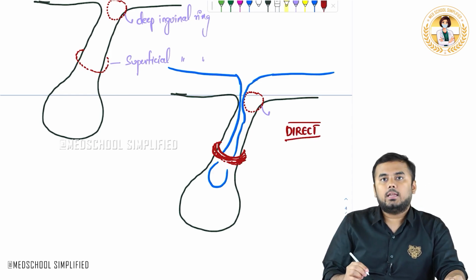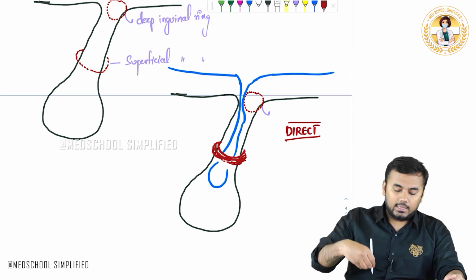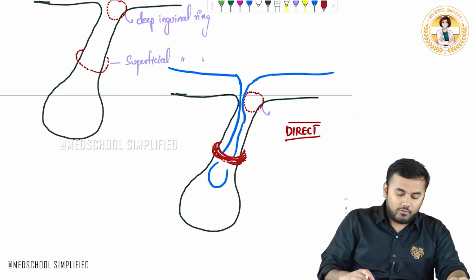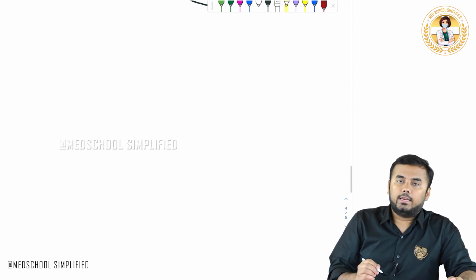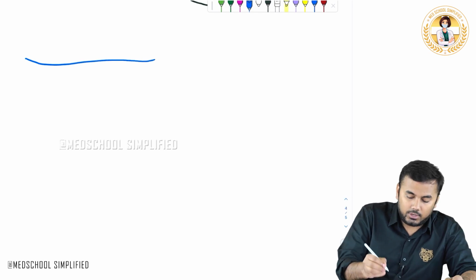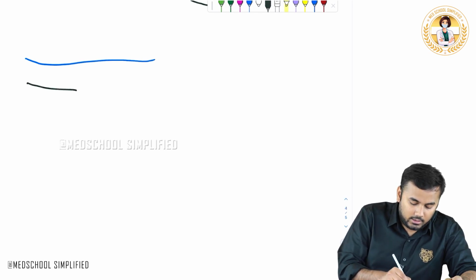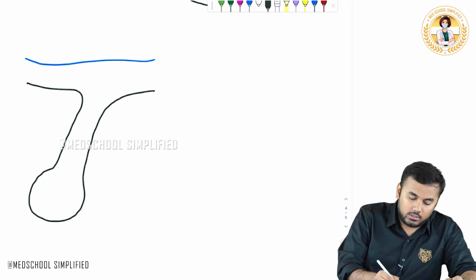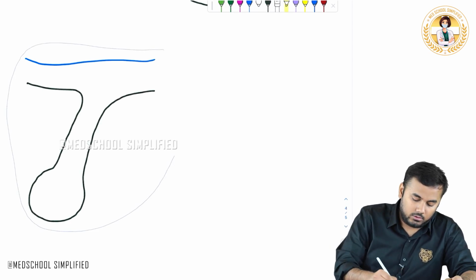So what is direct hernia? Direct hernia is where the contents are directly entering into the superficial inguinal ring. Okay. For example, what is indirect hernia? Indirect hernia, in the sense, for example, let us say this is your peritoneal layer, right? And this is the testis over here, right? So let me put up the same picture over here also.